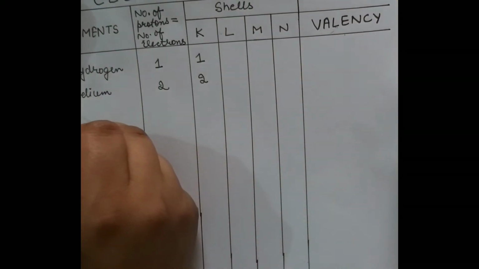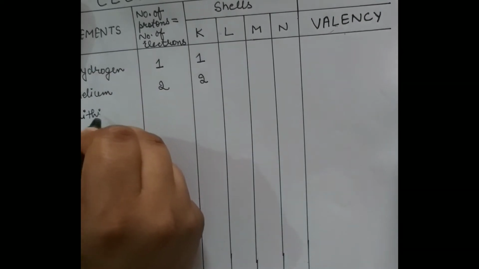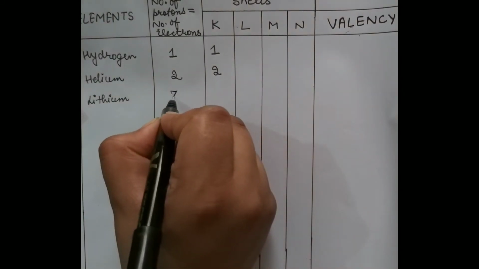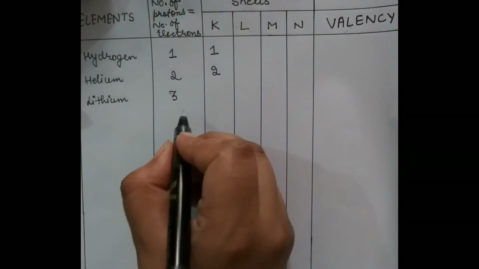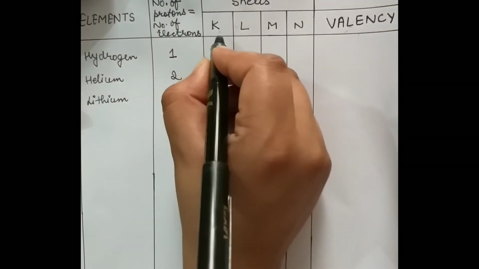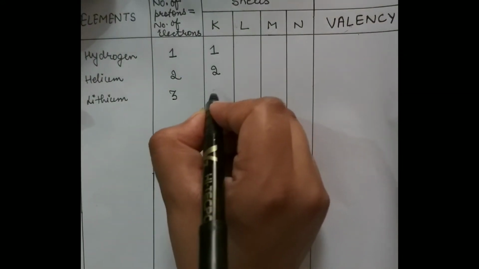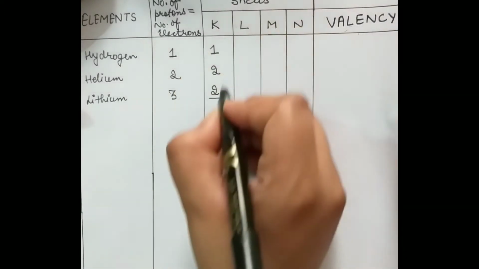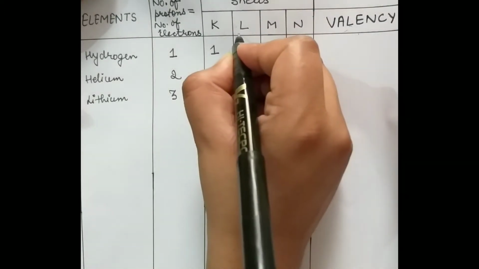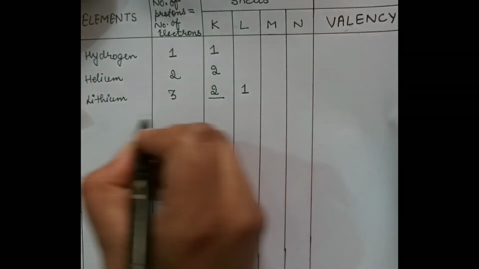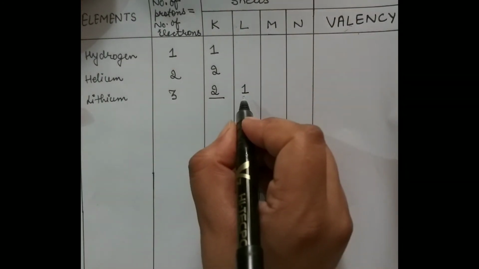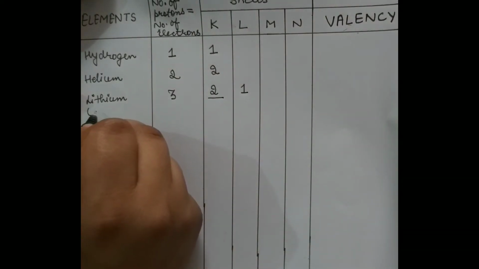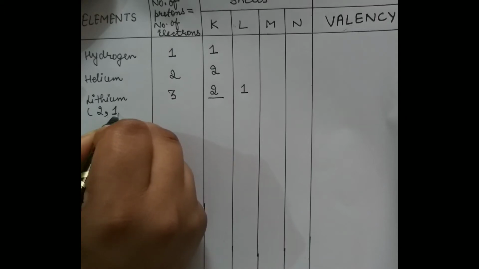Our third element is lithium, and the atomic number of lithium is 3. So we are going to split this 3. In the first shell a maximum of 2 electrons can be occupied, so 2 electrons will be there in the first shell, and then one electron will be in the L shell. So the electronic configuration of lithium is 2 1.